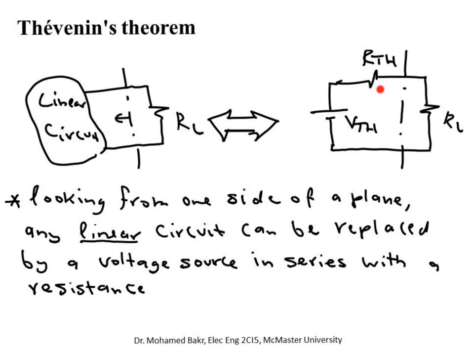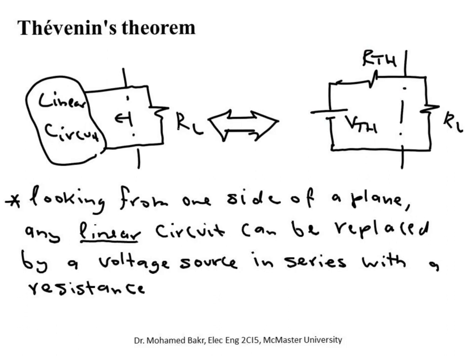So from the point of view of the load, this whole circuit, which can have current sources, voltage sources, dependent sources, and so on, between these two terminals is seen like one voltage source and one resistance. We call this one the Thevenin voltage. We call this one the Thevenin resistance. So our target now is how to extract these Thevenin parameters for any problem. How can we use them?